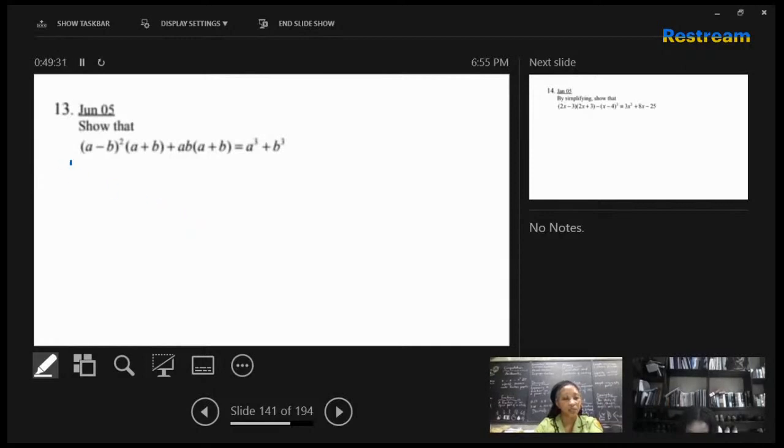All right, so you take this, Imani. Okay, Miss. So we have the square of the difference, showing that the left-hand side would give this. So the square of the difference is a squared minus 2ab plus b squared. Yes, Miss.